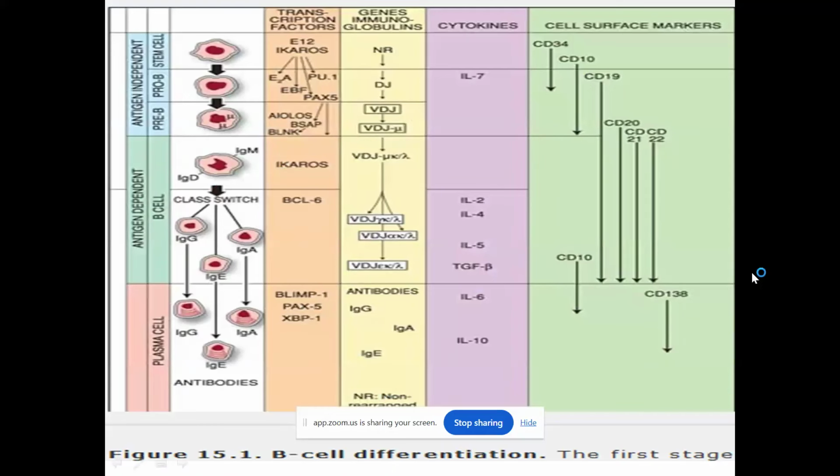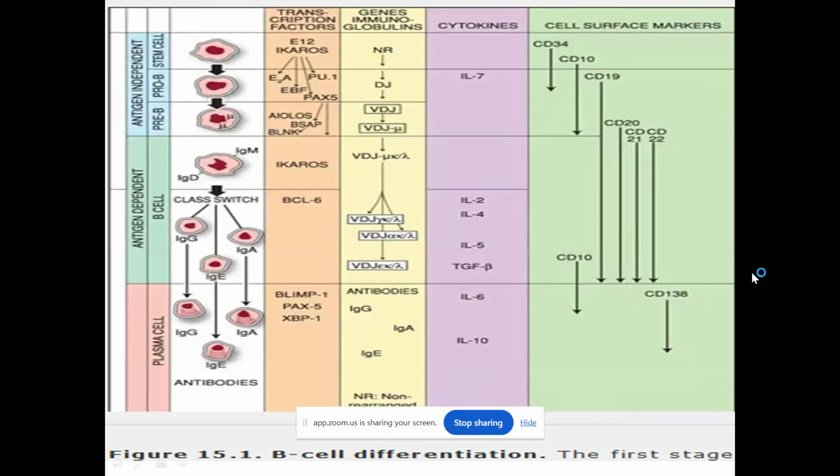So we need many transcription factors, immunoglobulins and cytokines for the differentiation and maturation of the cells from the progenitor cells to the mature cells. During this maturation process, these cells gain cell surface markers, which are also called a cluster of differentiation. CD is a cluster of differentiation.